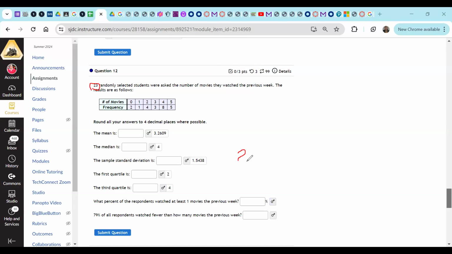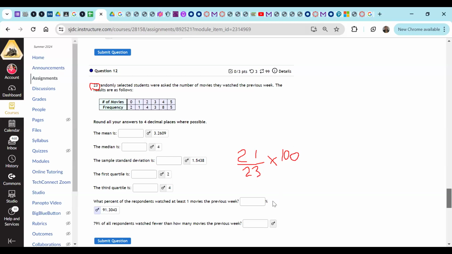So 21 out of 23, calculate that number on the calculator, and then multiply by 100. And let me know what number you arrive at. 91%. 91.3043, something like that. Yes. Okay. Then the next question, let's see if you guys remember that one.